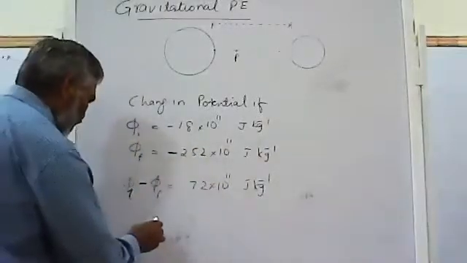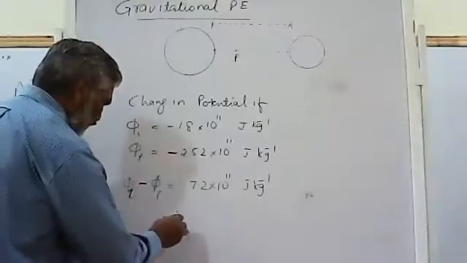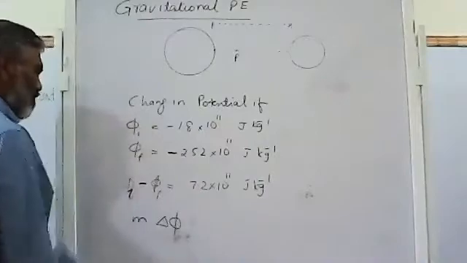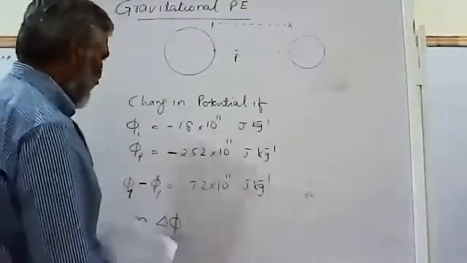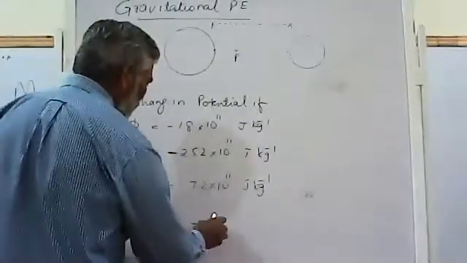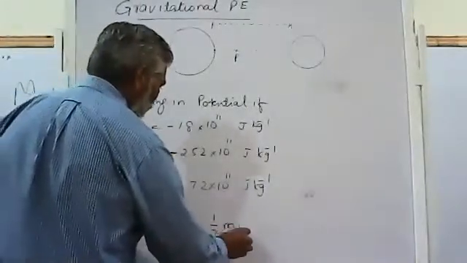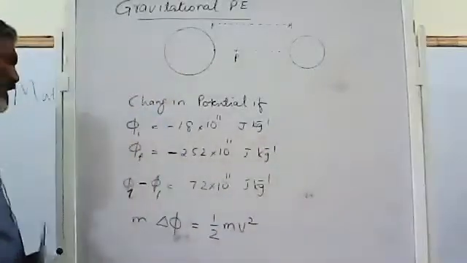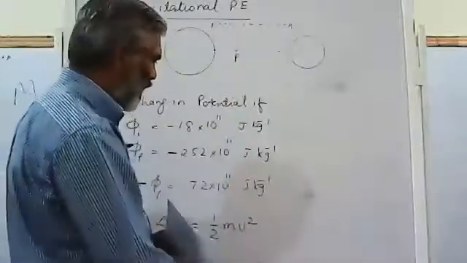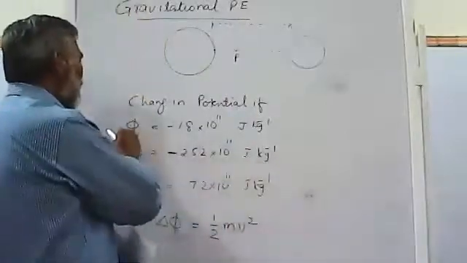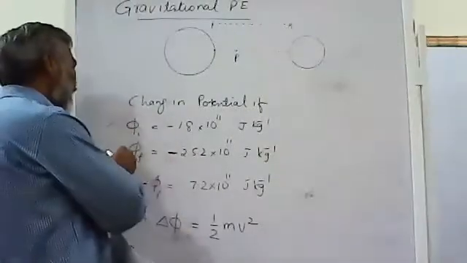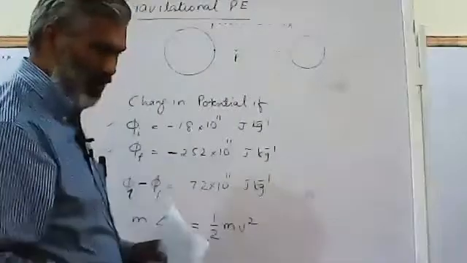If I know that this is the change in potential and I multiply it by the given mass, which is 180 kilogram given in this question, this can be written equal to half mv square. That means if an object is allowed to fall in the field, it initially has this potential and therefore a certain potential energy, and finally it has this potential and therefore a potential energy.